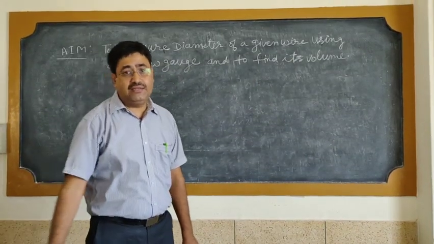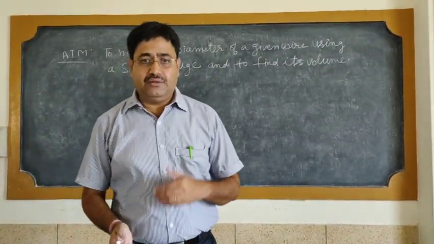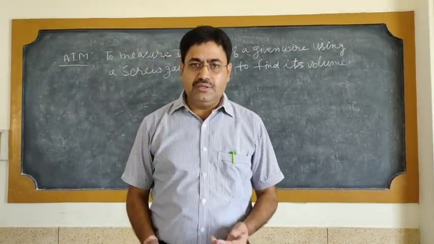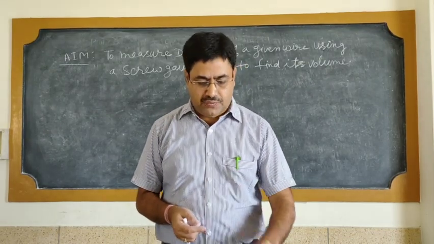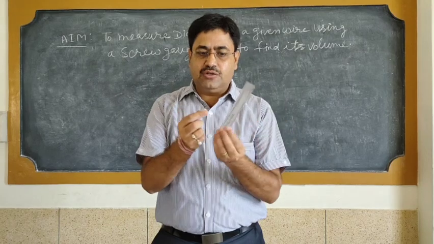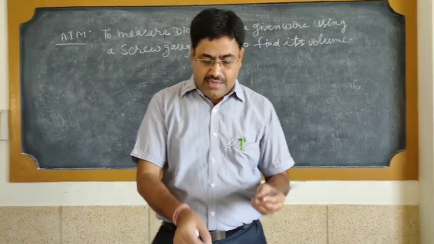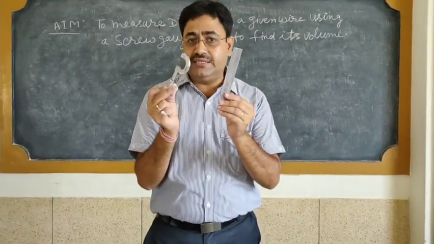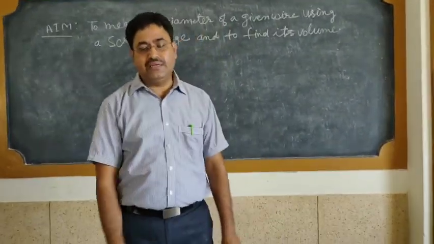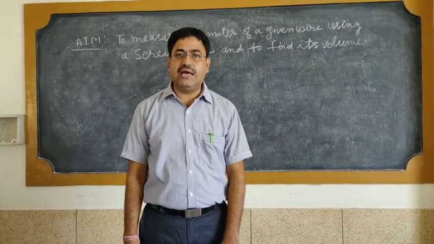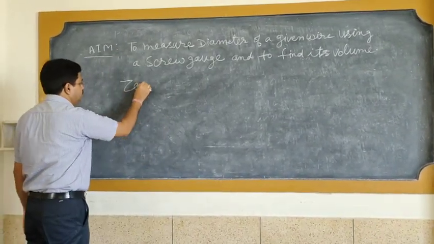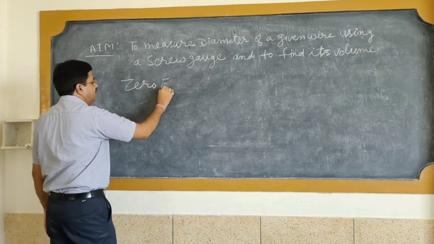Now to find the diameter of the given wire, or the given pen, we can use, what are the materials we require? We require a wire, a meter scale to find its length, and a screw gauge to find its diameter. Now there is an important thing in the screw gauge also, that is about error, zero error.